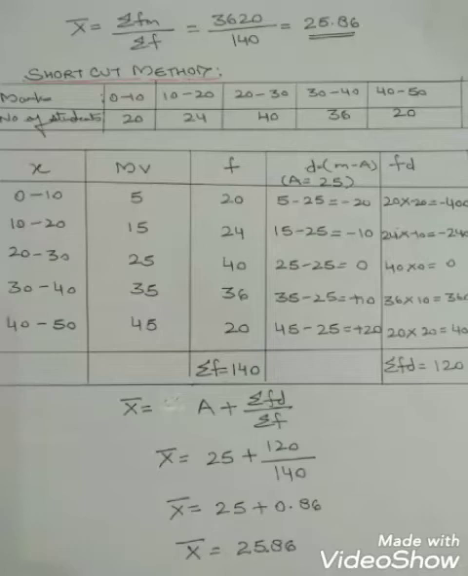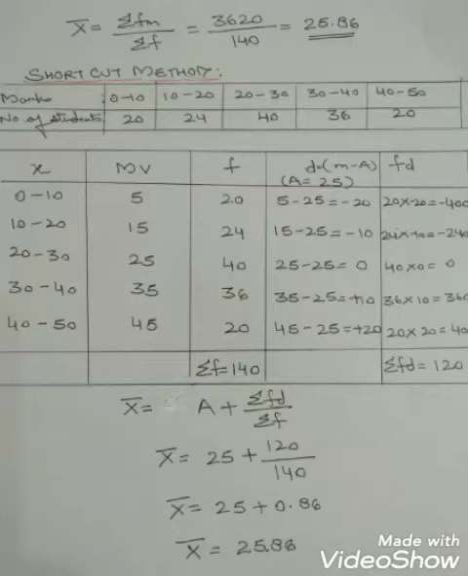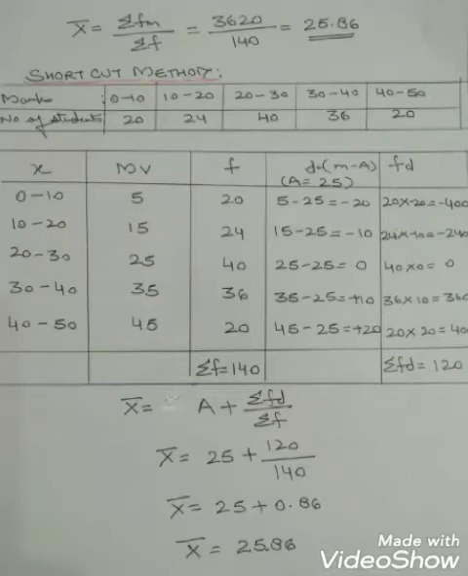So again we have taken marks and number of students. Marks go from 0 to 10, 10 to 20, 20 to 30, 30 to 40 and 40 to 50, and number of students are 20, 24, 40, 36 and 20. Now over here, it is almost the same as we did in the discrete series. A little bit of difference is there because here we have a class interval, and we have taken 5 columns. The first one is X, where we have taken the marks 0 to 10, 10 to 20, 20 to 30, 30 to 40, and 40 to 50.